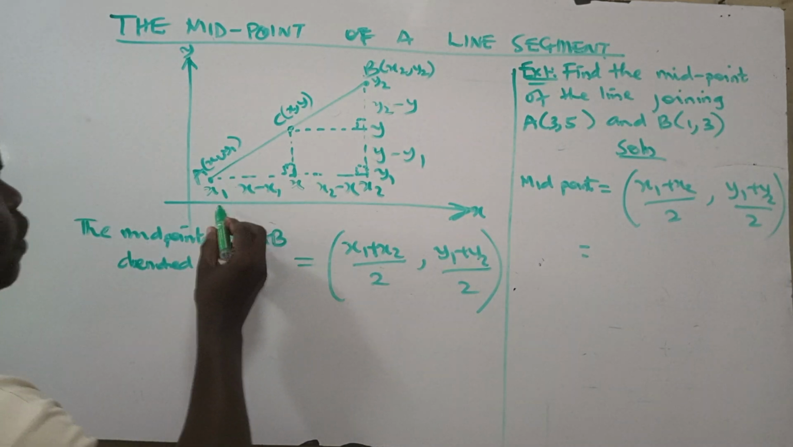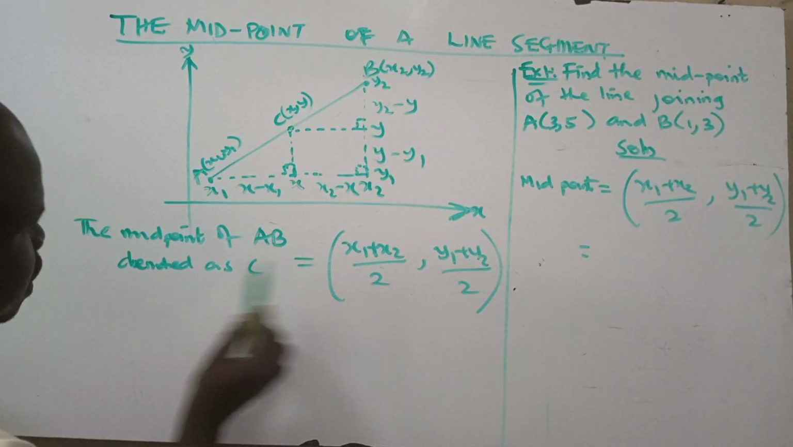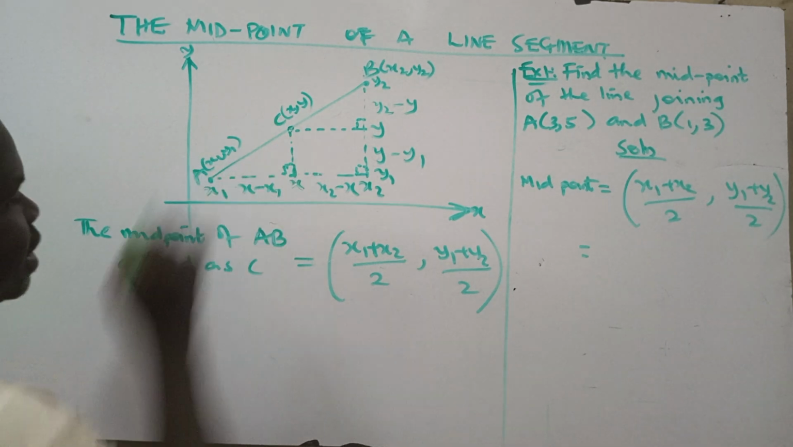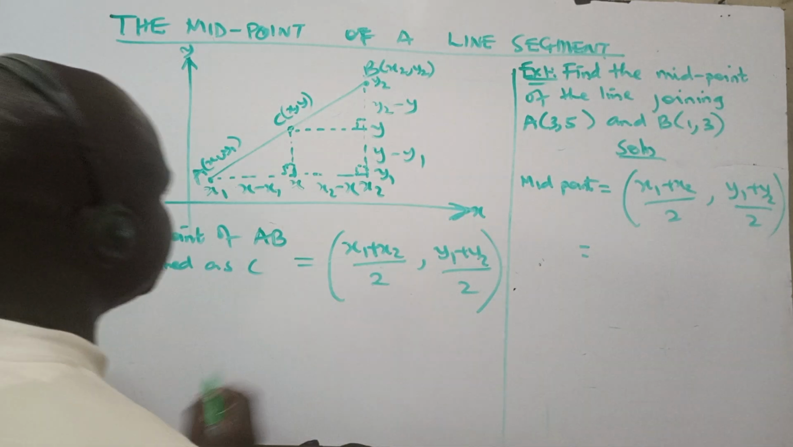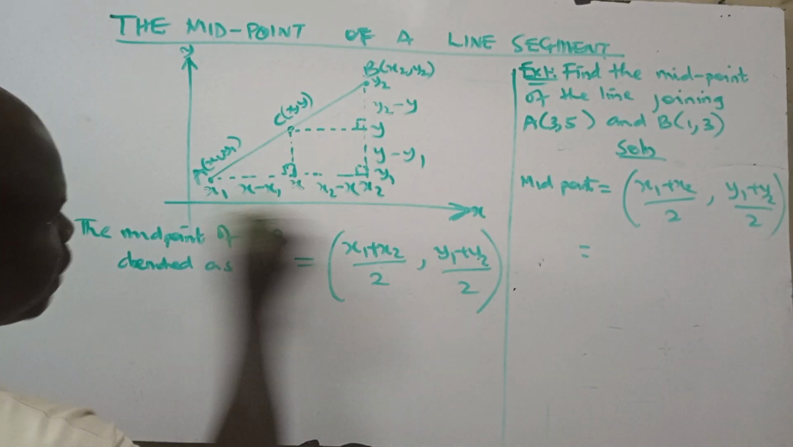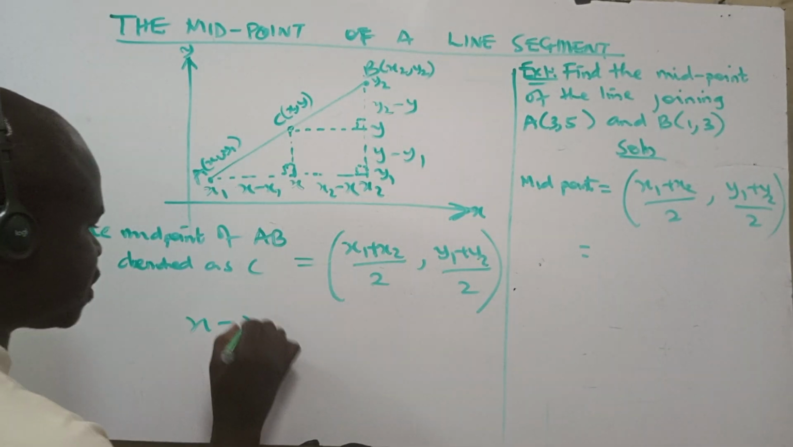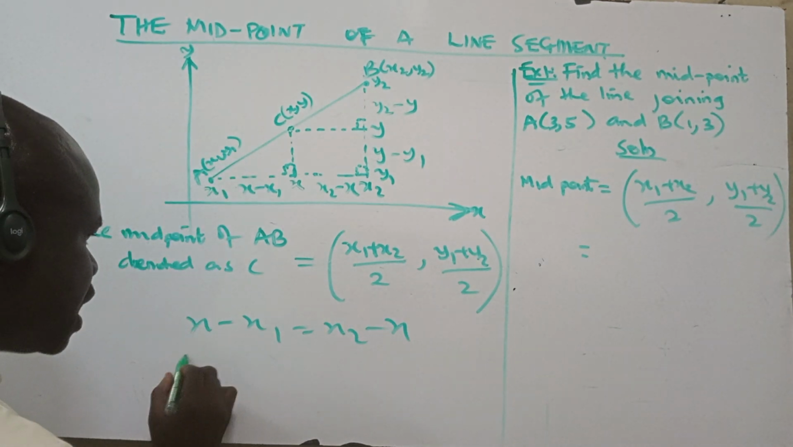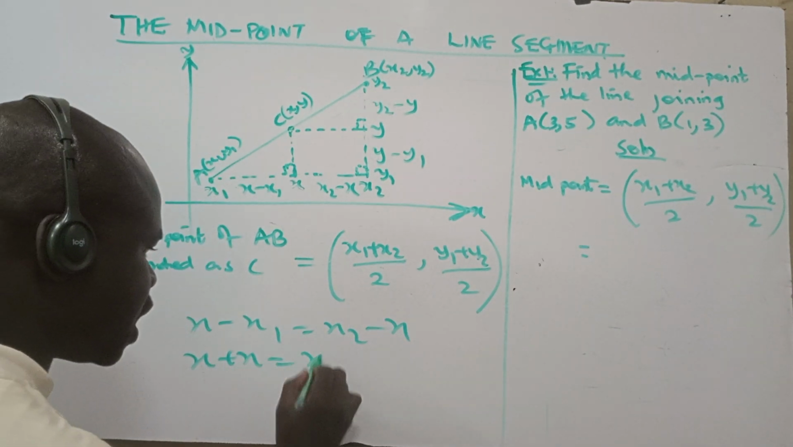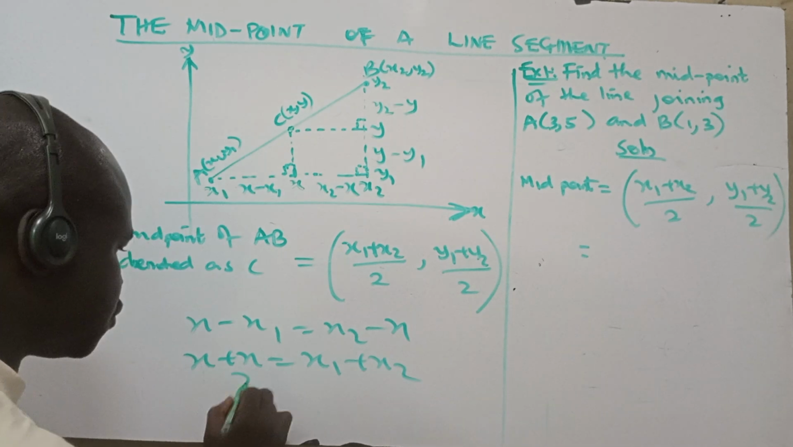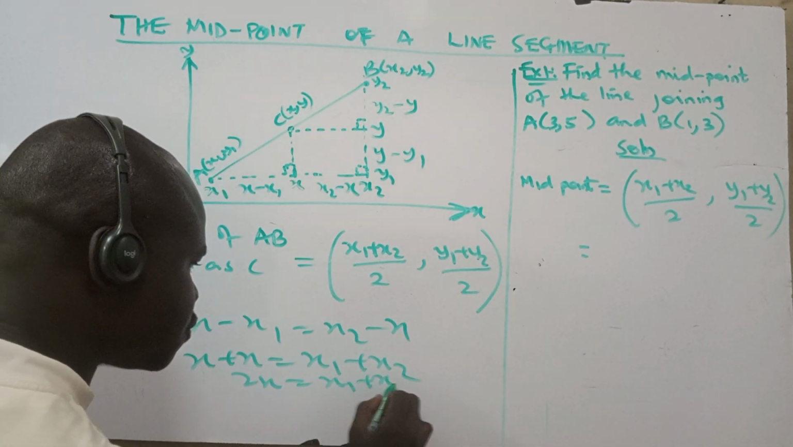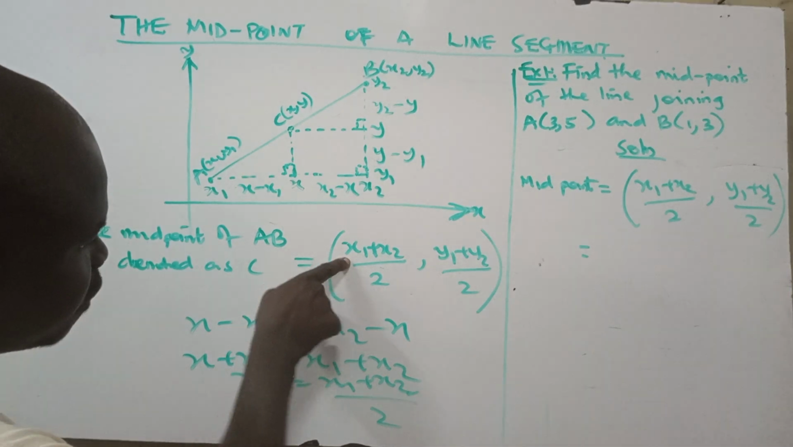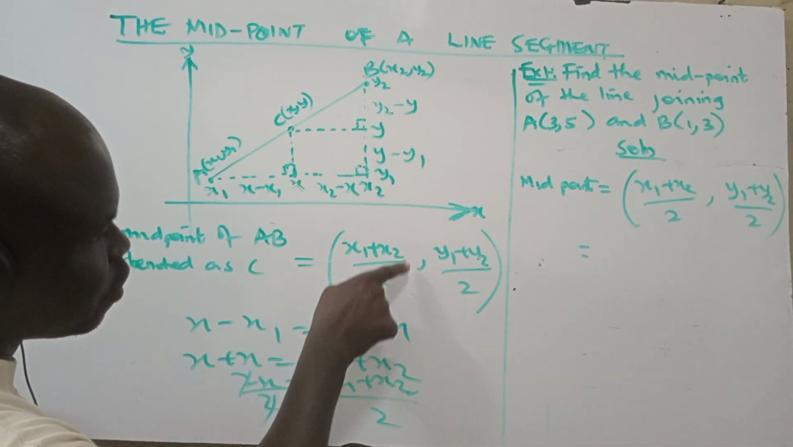So if you want to find the midpoint of AB, which is denoted as C, if you consider along the horizontal, we have X minus X1 equal to X2 minus X. So we can bring X to X. X plus X will now be equal to X1 plus X2. Then 2X is equal to X1 plus X2. Then divided by 2 over 2. So the value of X, the midpoint of X, will now be X1 plus X2 all over 2.